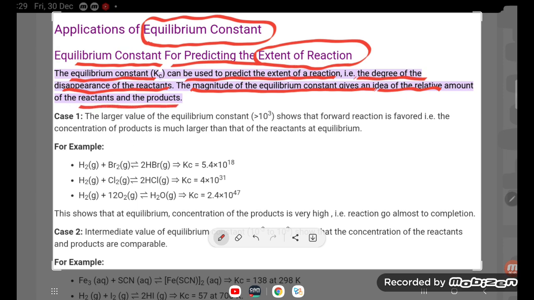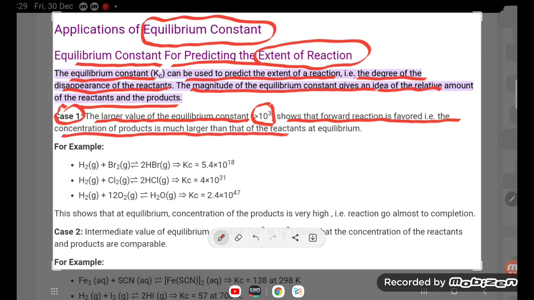Three cases are there. If you talk about case number 1, a larger value of the equilibrium constant, that is more than 10^3, shows that the forward reaction is favored, that is, the concentration of product is much larger than that of the reactant.